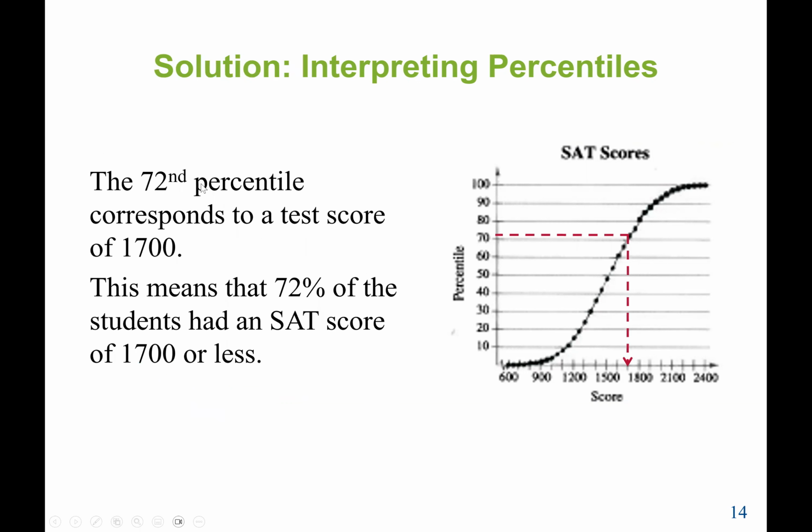So here we say the 72nd percentile corresponds to a test score of 1700. So we have our red broken line at the 72nd percentile. Where we meet the graph, then we go down, and that's 1,700. So this means that 72% of the students had an SAT score of 1,700 or less, because it will be 1,700 to the left or less.